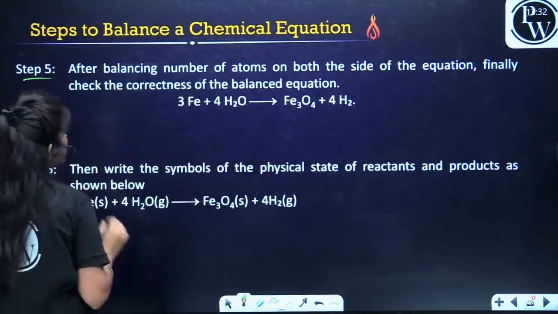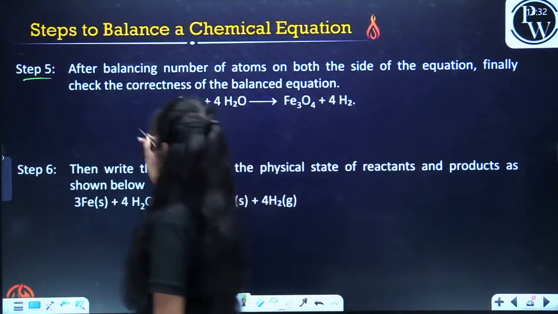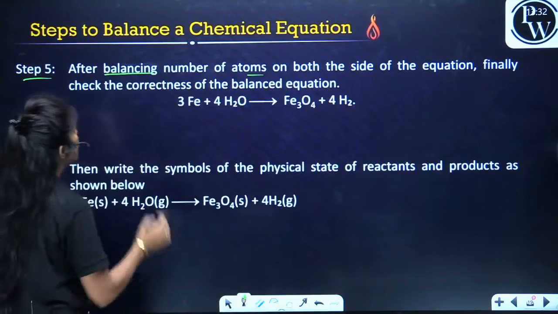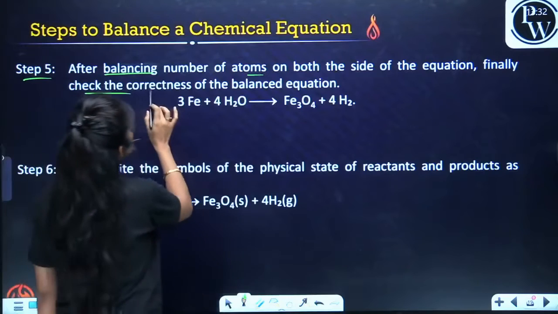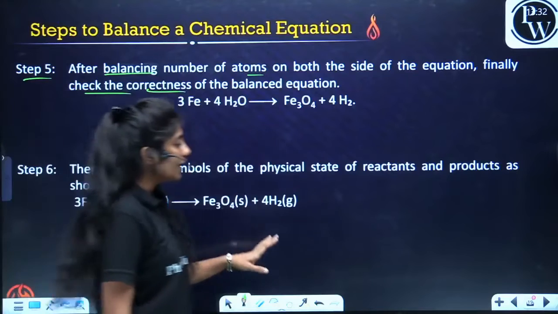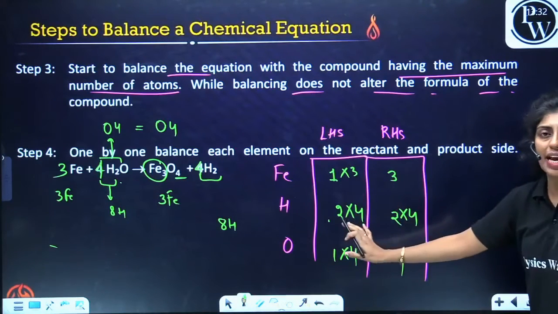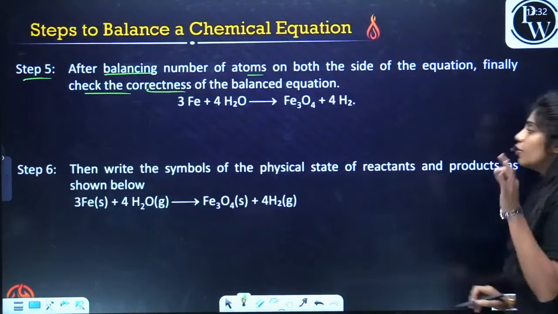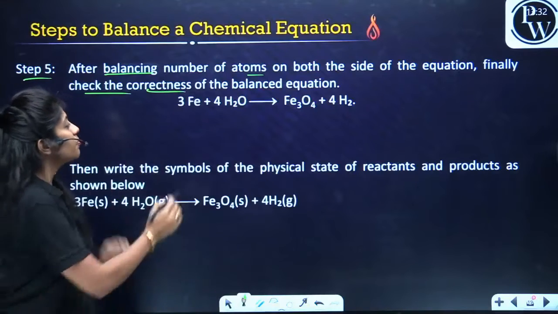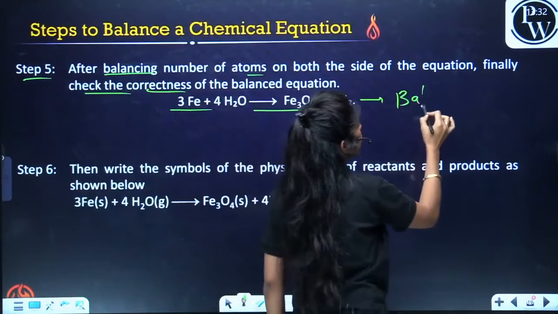Sometimes the reactions are complex. They will take more steps. So what we can do in that scenario, after balancing the number of atoms on both sides of the equation, is finally check the correctness of the balanced equation. We have to check it, right? In the previous slide, I definitely checked the reaction. So you have to check the correctness of the reaction. So now this reaction is balanced. All right.